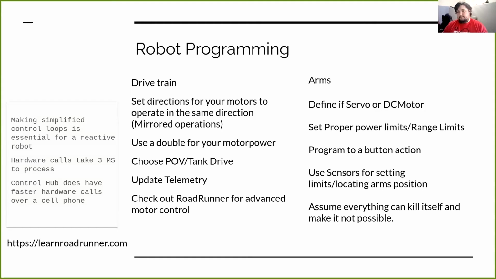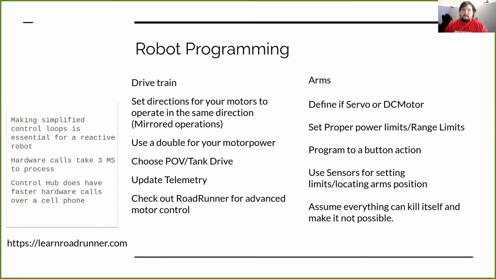The difference between that is essentially with tank drive, right? Each joystick is going to control one side. So forward and backwards for one side and forward and backwards for the other side. Whereas POV is one joystick does forward and back, and the other joystick does left and right.